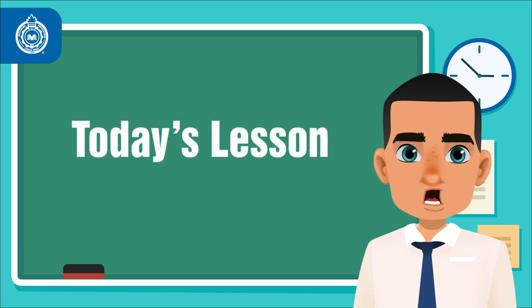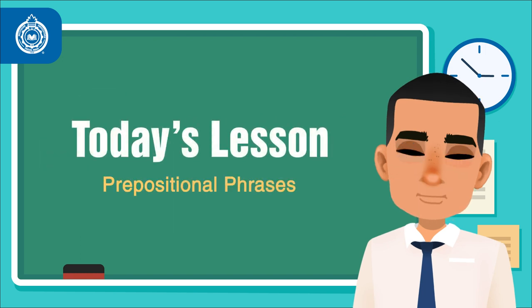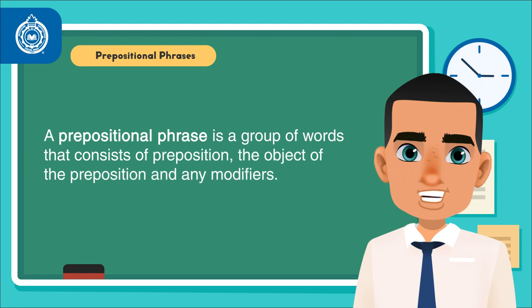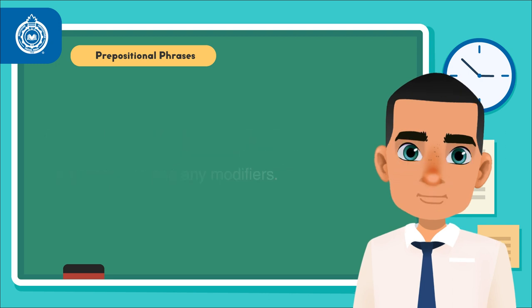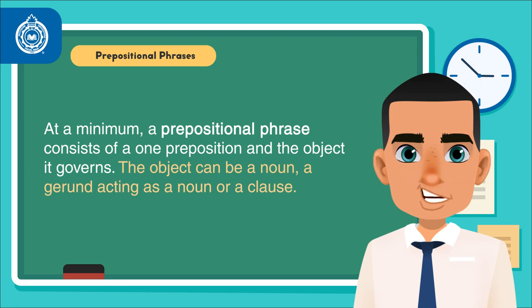Today, we're going to look at prepositional phrases. A prepositional phrase is a group of words that consists of a preposition, the object of the preposition, and any modifiers. At a minimum, a prepositional phrase consists of one preposition and the object it governs. The object can be a noun, a gerund acting as a noun, or a clause.